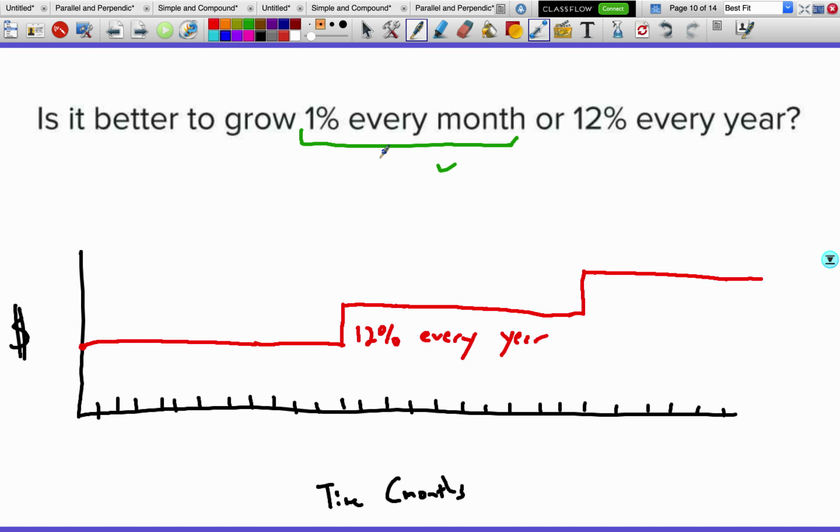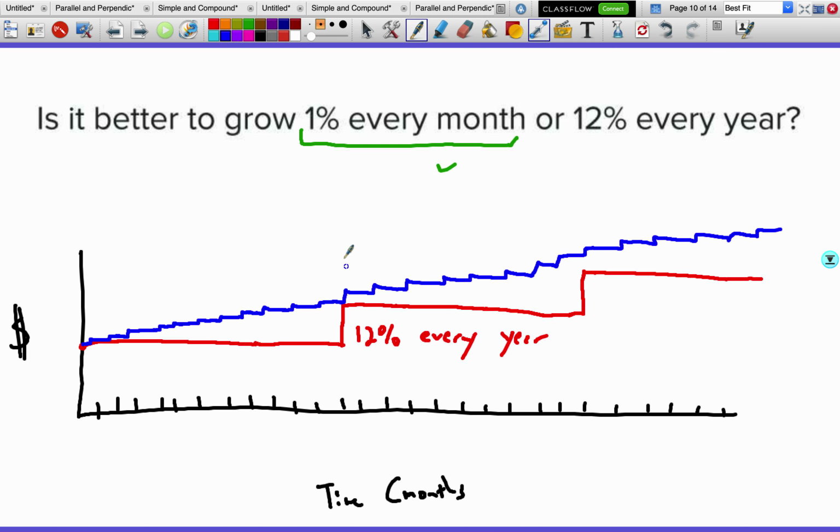But now let's look at 1% every month. So we would start the same, but after a month we get a little payout. It's not much, but it starts to raise our account's value ever so slightly. And actually at the end of the year, we end just slightly above the 12% every year line. And that's because of the effects of compounding interest. After 2 years, the gap would be even larger. All right, so this is the 1% every month.